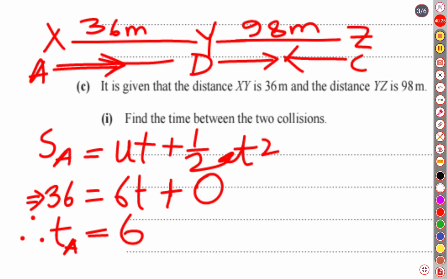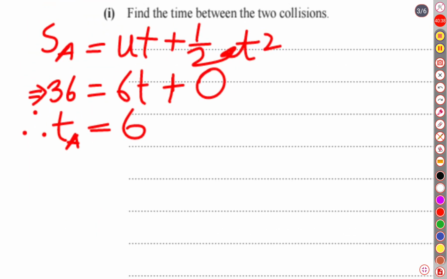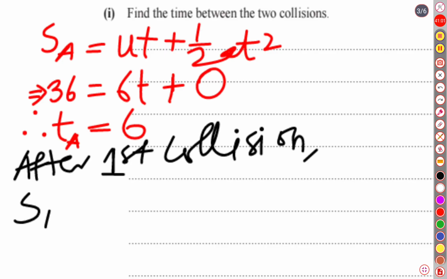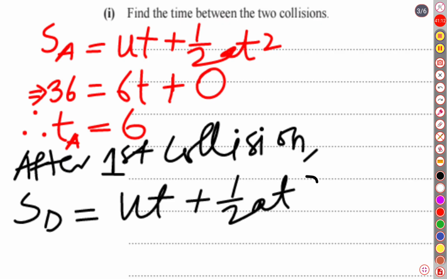Now the second phase is from Y until Z. After the first collision, A and B together formed particle D. So we will write SD is equal to ut plus half at squared. We are applying the same concept.